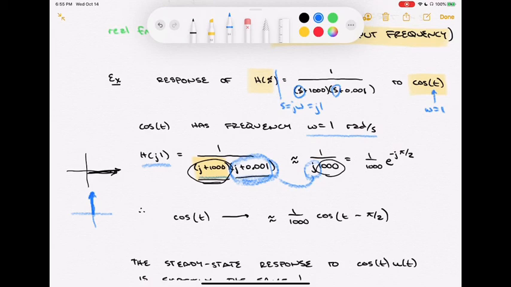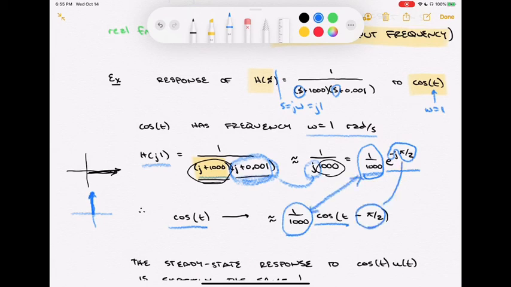Go ahead and write this in polar form. I get 1/1000th, and I get e to the minus j pi by 2. So what can I find from this? This 1 by 1,000 is the magnitude, right? The minus pi by 2 is the phase, right? And so cosine t comes through as cosine t. It gets modified in magnitude by the magnitude response, and it gets adjusted in phase by the phase component, using that frequency that matches the input frequency.